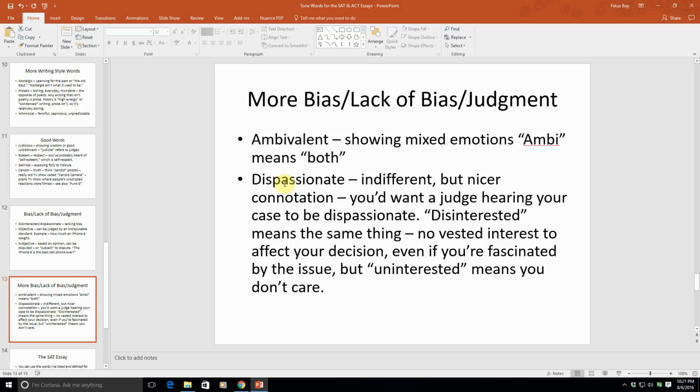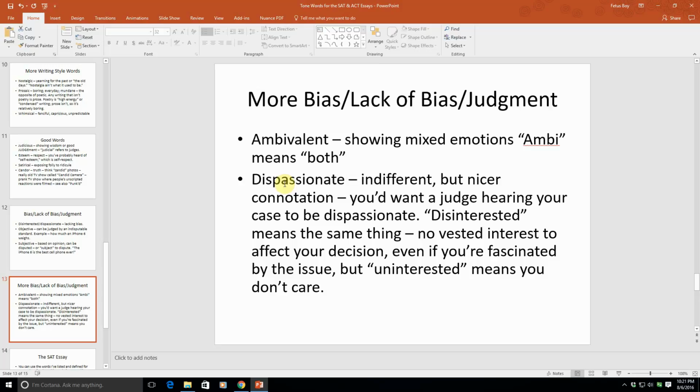Dispassionate. If you are dispassionate, you are indifferent, but it's a nicer connotation. You would want a judge hearing your case to be dispassionate, meaning that the judge would not have any emotions about you in particular or any emotions about the other side in particular. The judge would just want to find out what the truth is and reach a fair conclusion based on the evidence in front of him or in front of her.